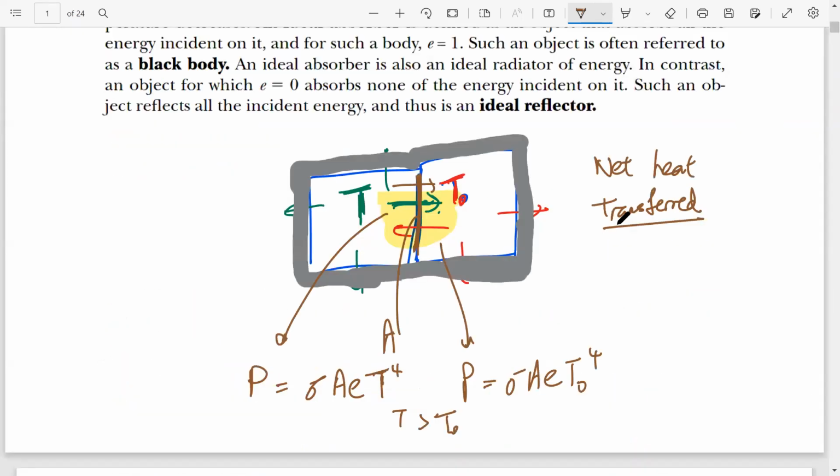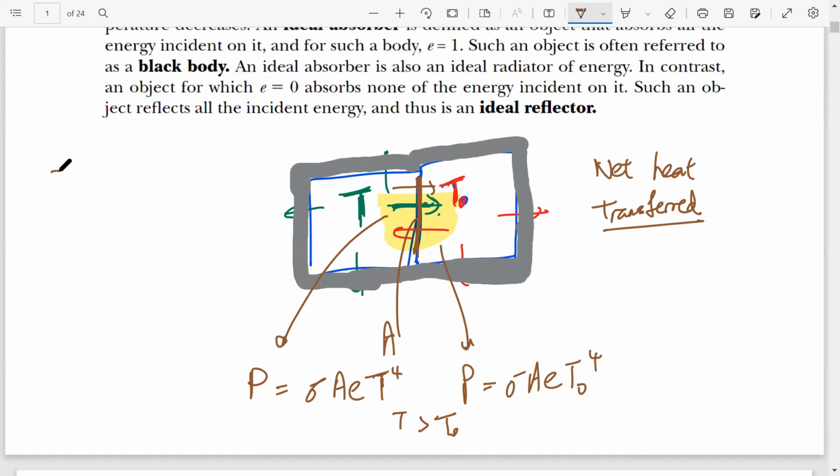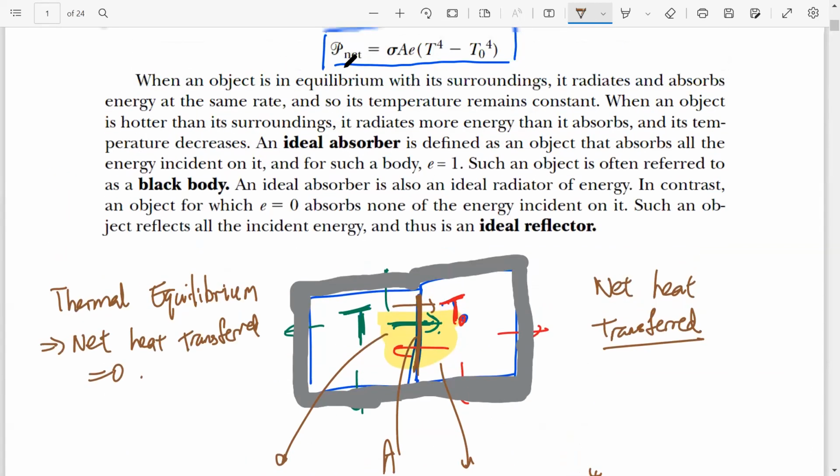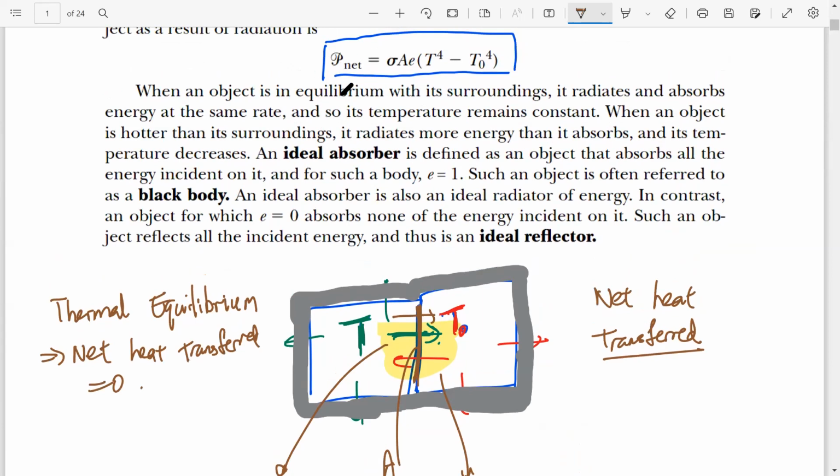Okay, when the net heat transfer is zero, that's what we have: thermal equilibrium. So thermal equilibrium, in other words, when they are at the same temperature, the net heat transferred is equal to zero. On a net heat transfer per second, it will be P net. Of course, you can see that based on the formula, it's going to be zero as well.